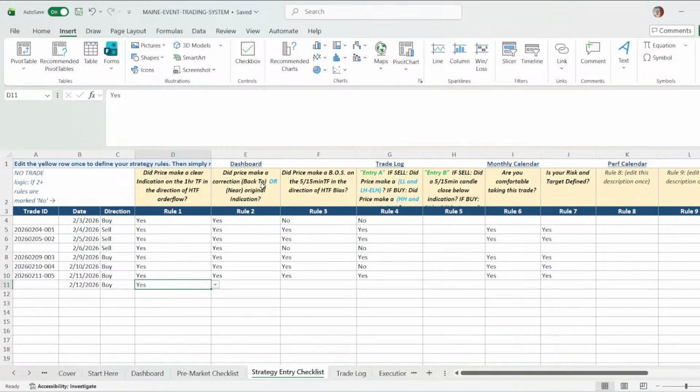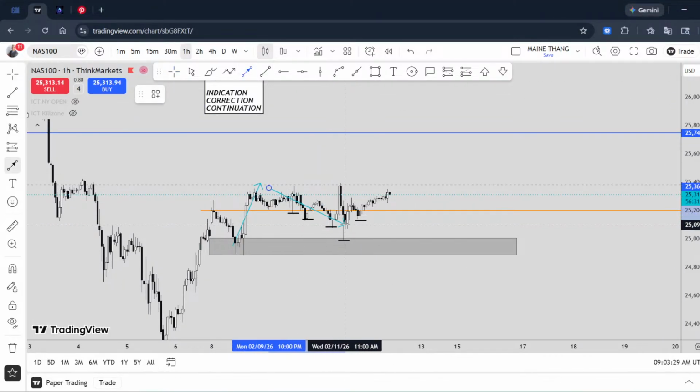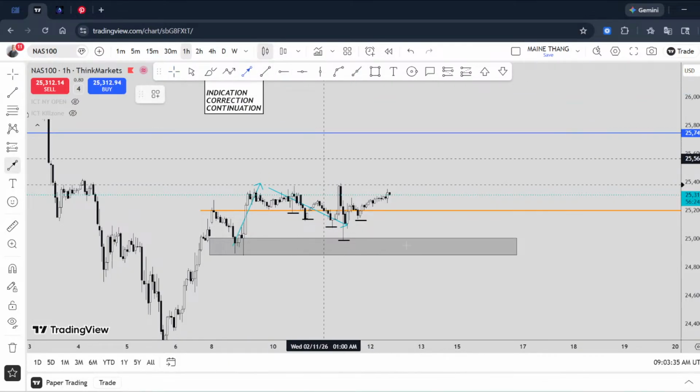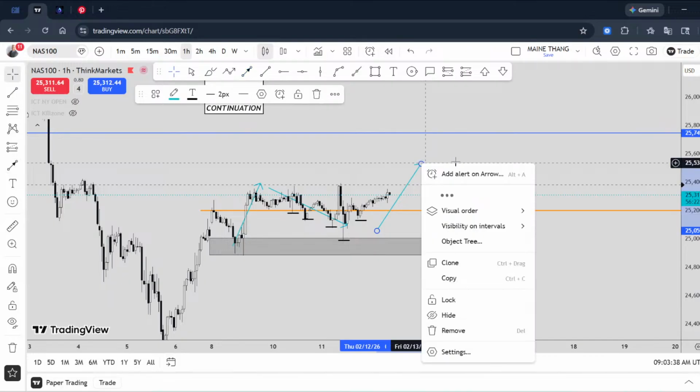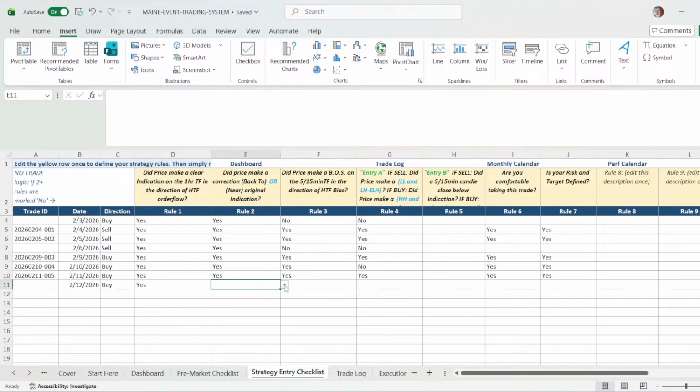Did price make a correction back to or near the original indication? Price came back to near and below the original indication, which is a good thing. And so the next step will be the correction, right? So we're looking for a break of structure on the 15 minutes. We'll get to that. Yes. Did price make a break of structure on the 5-15 minute in the direction of the higher time frame? So this is what we had yesterday.